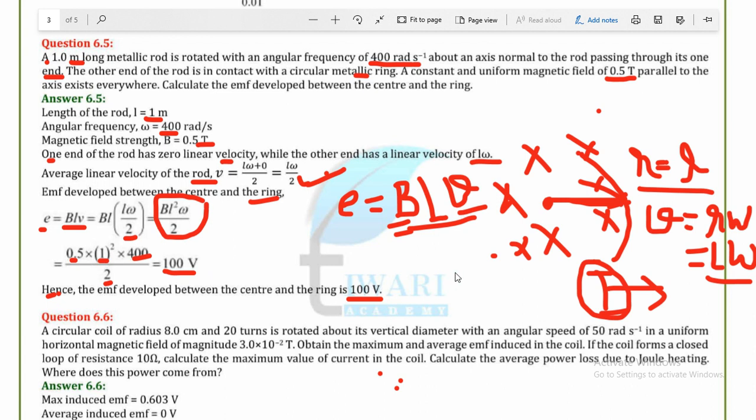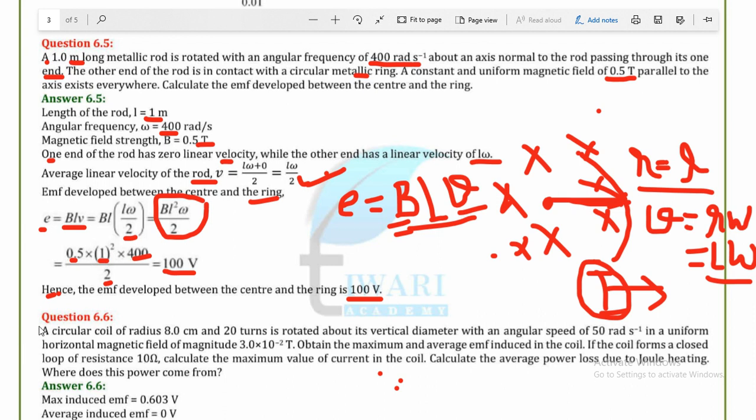So students, I hope you understand this question. This is a very important question for your examination, and I hope you understand how you can solve questions when a rod is fixed at one end and the second end of the rod is rotating with angular velocity omega.